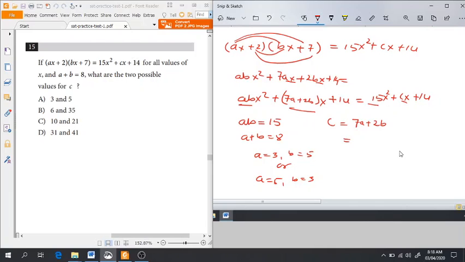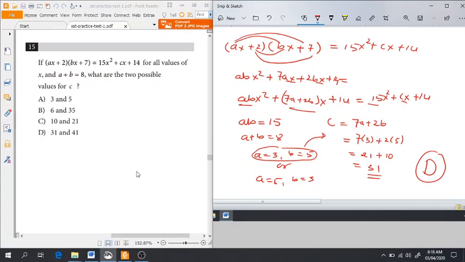Substitute a as 3 and b as 5. Substitute first this in the c, then check it. 7 times 3 plus 2 times 5. So 7 times 3 is going to be 21, plus 10, 2 times 5 is 10. So one possible value of c is going to be 31. So look at the options. Only option D has a c value of 31. So without solving the other one, you can say the answer to this question is D.